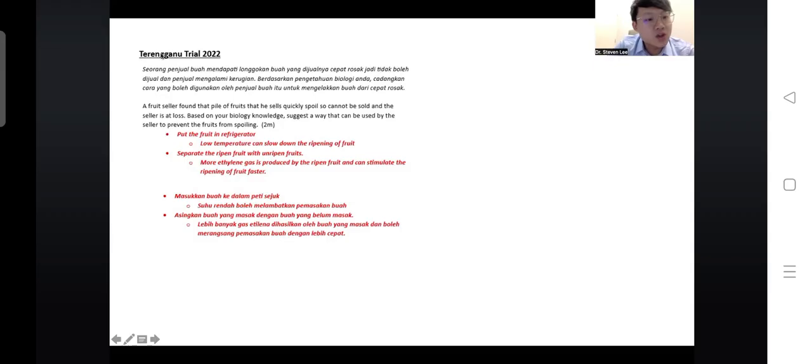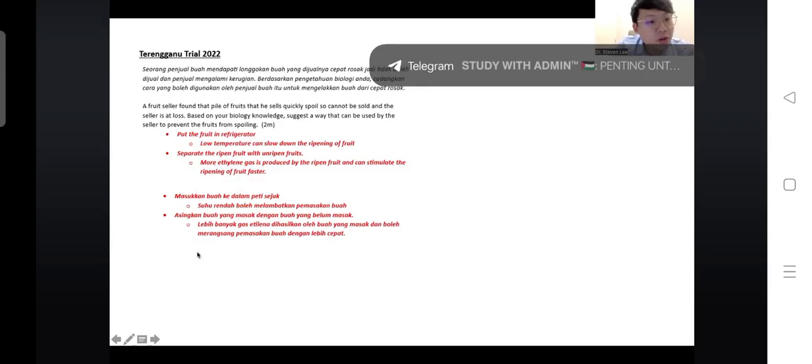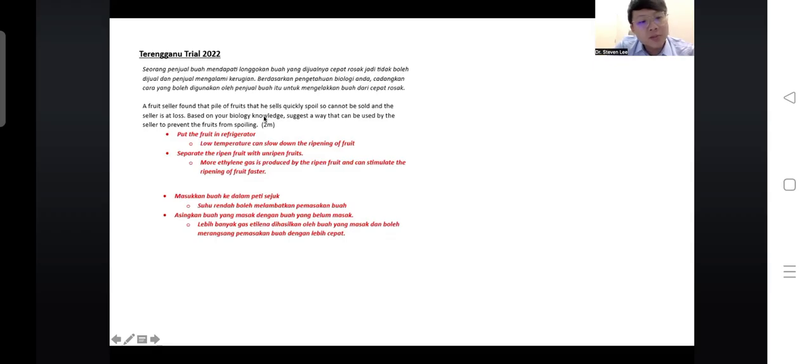So this is a Terengganu Trial 2022. A fruit seller found that a pile of fruits that he sells quickly spoil, so that it cannot be sold, and the seller is at a loss. Based on the biology knowledge, suggest a way that can be used by the seller to prevent the fruits from spoiling. So why the fruits spoil is basically because of the ripening of the fruits.